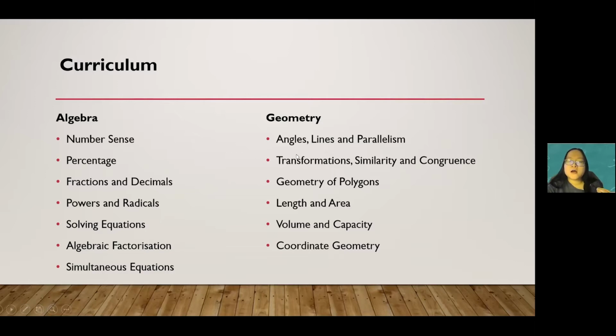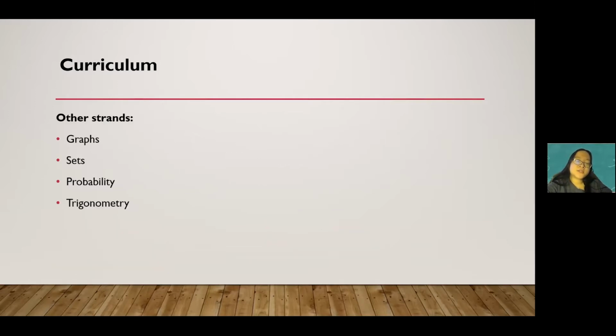Okay, and then for geometry, angles, lines and parallelism, transformations, similarity and congruence, geometry of polygons, length and area, volume and capacity, coordinate geometry. And again, algebra and geometry are the most important strands, so we're definitely going to focus on those. Some other strands that we're going to talk about involve graphs, sets, probability, trigonometry.